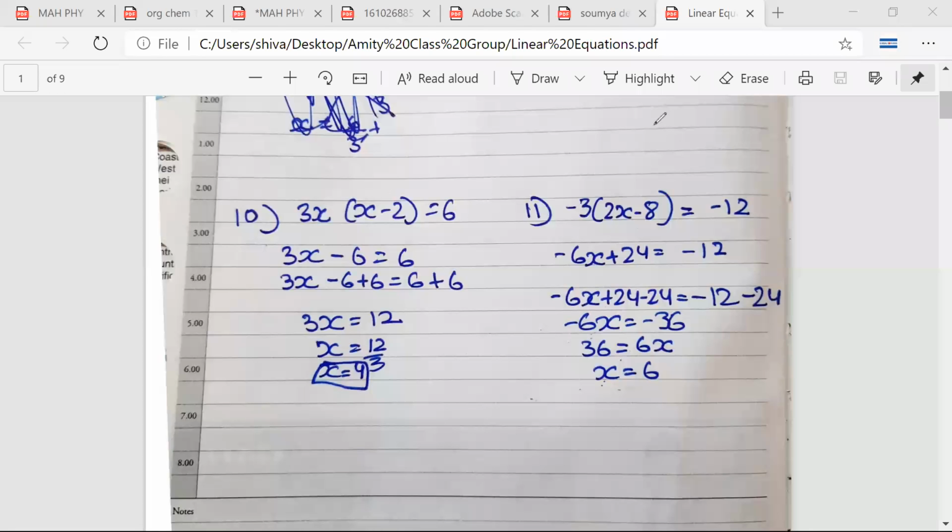Okay, Sanvi. Yes, sir. 3x minus 2 is equal to 6.